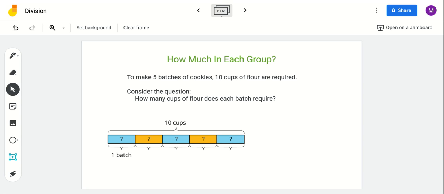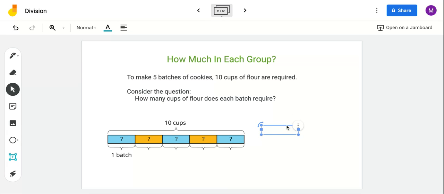In today's lesson, we're going to switch from figuring out how many equal groups are in a given amount to figuring out what size of equal groups are in a given amount. So in our first example, it says to make 5 batches of cookies, you need 10 cups of flour. So what we want to figure out is how many cups of flour are in each batch.